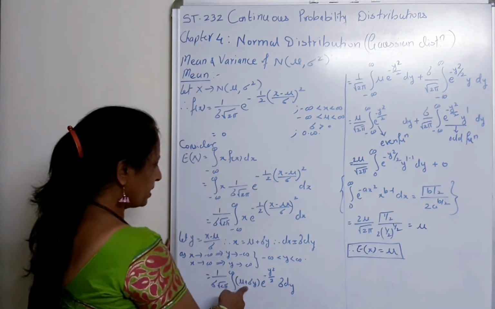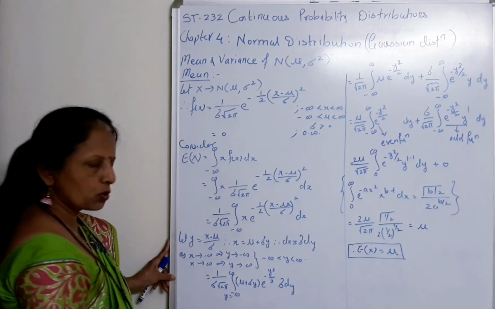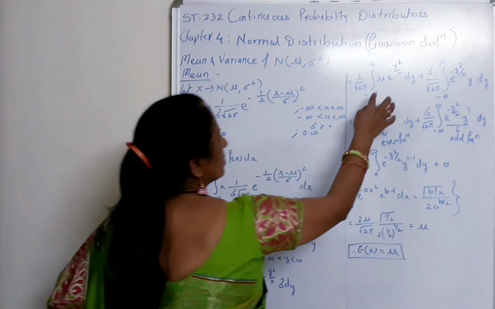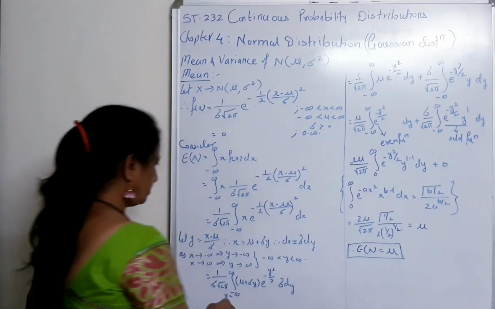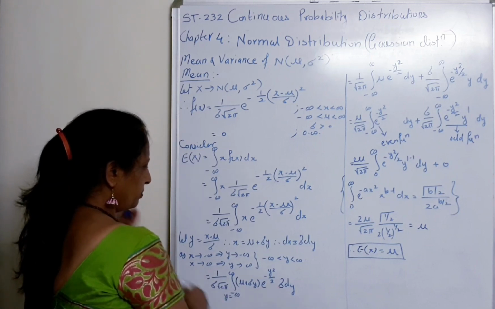Now because of this plus sign, this integration will be the addition of the two integrations. So what will that be? This mu, this sigma, and sigma will get cancelled. Sigma will get cancelled.